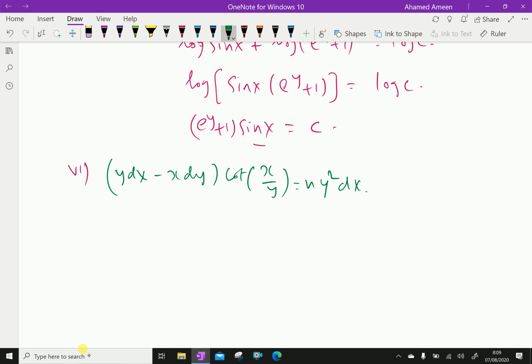Here we are separating the variables. y dx minus x dy over y square, this y square comes down, then here into cot of x over y equal n dx.